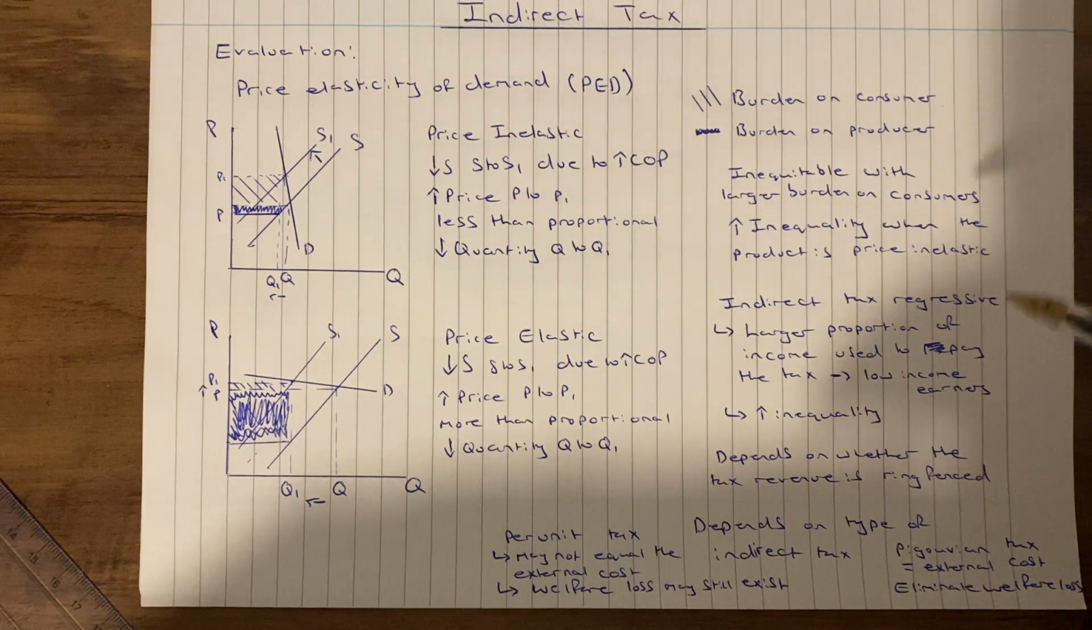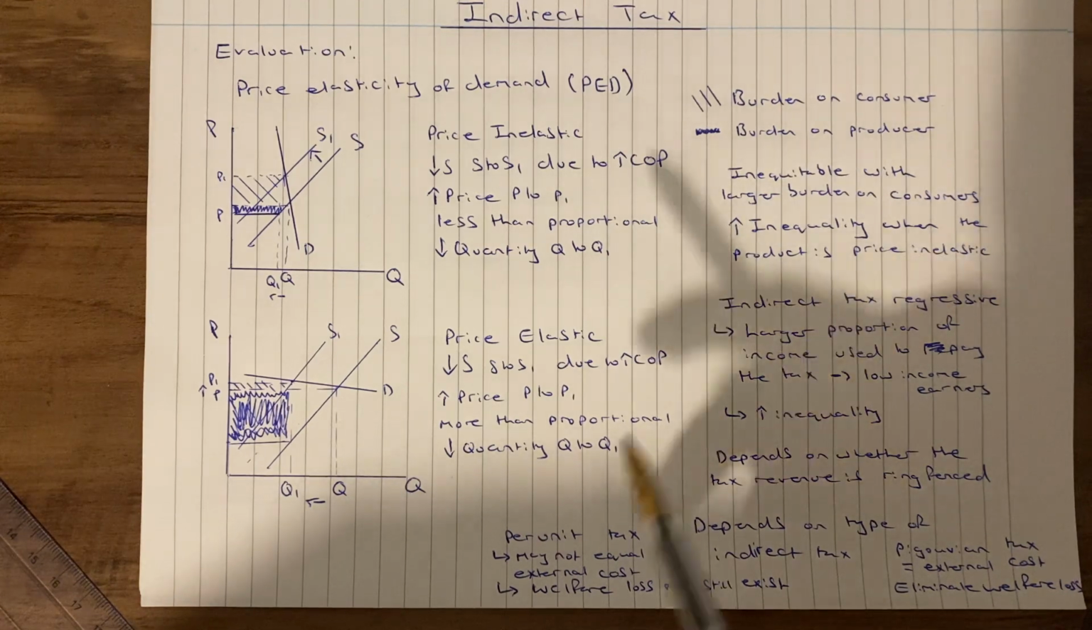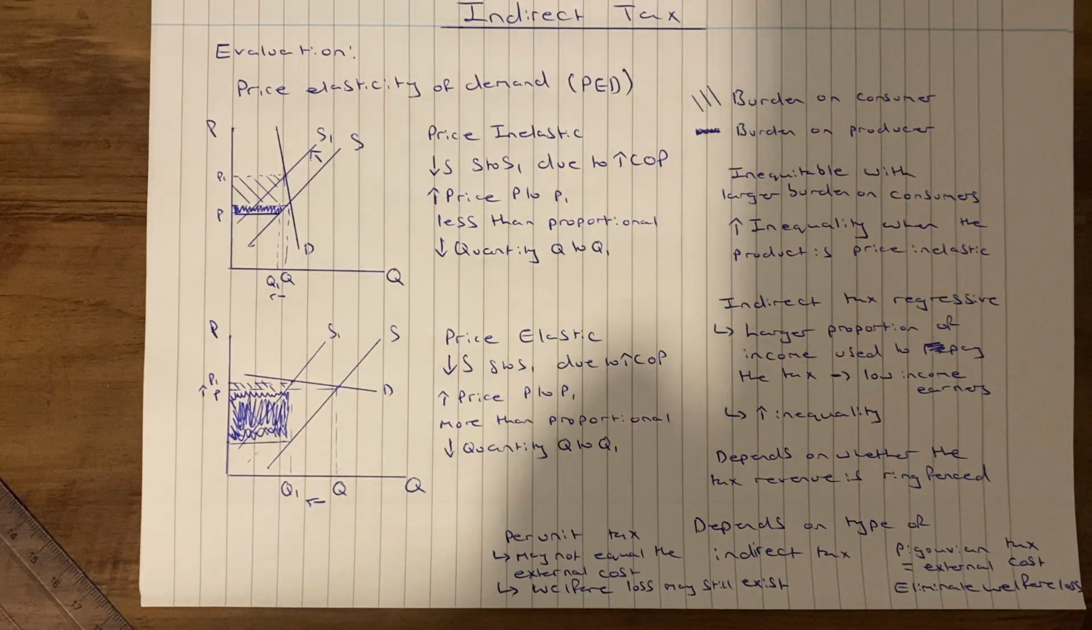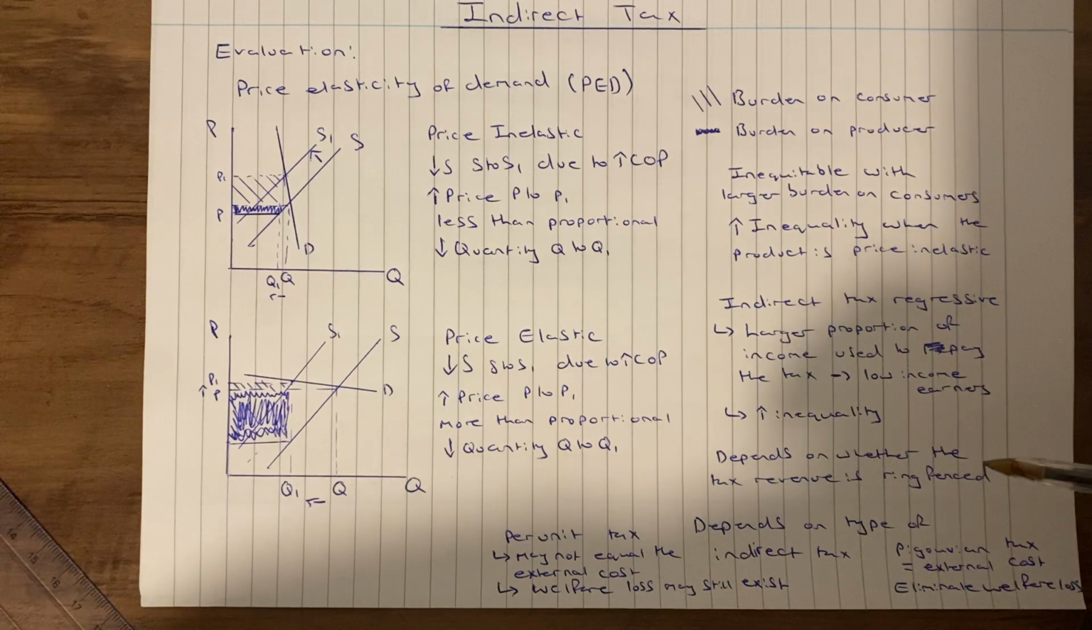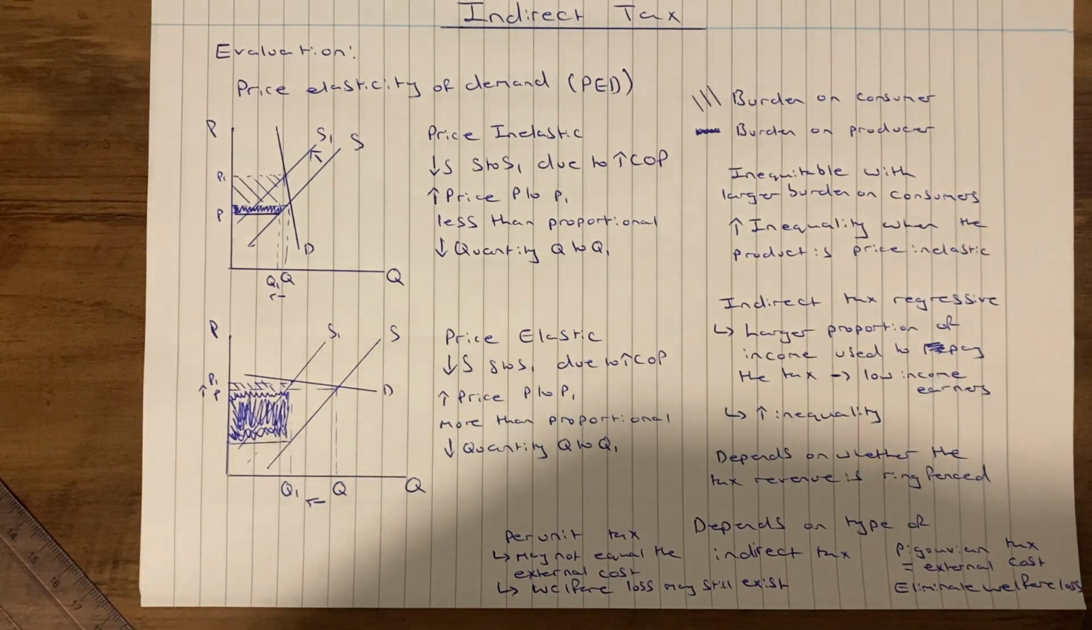Obviously, we know that the indirect tax is regressive, and we know that therefore lower income earners use a larger proportion of income to pay the tax, and therefore that may lead to increases in inequality. Again, it's inequitable, particularly if it is price inelastic, with the burden of the tax being borne by the consumer. We want to consider whether the tax revenue is ring-fenced, and whether that tax revenue generated from the indirect tax can be used to further support and correct the market failure.